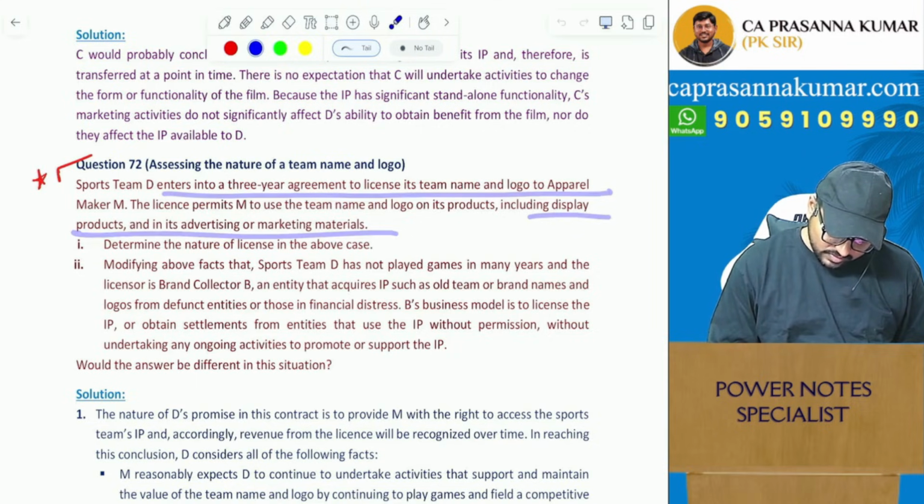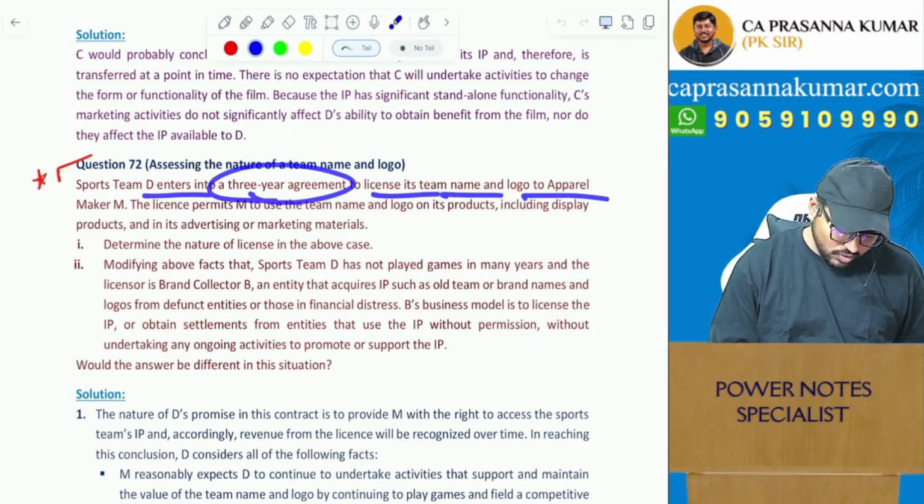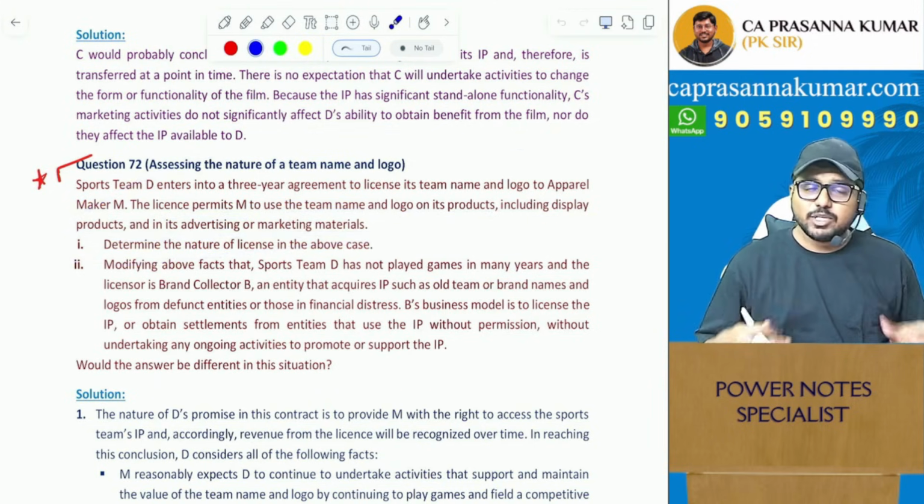It is active because in the second case, he's saying that the same team has not played games in many years. Which means if you look at the first sentence, it enters into a 3-year agreement to license its team name and logo to apparel maker M. The license permits M to use the team name and logo on its products, including display products and its advertising or marketing materials. Sir, here specifically nothing has been told the team is active.